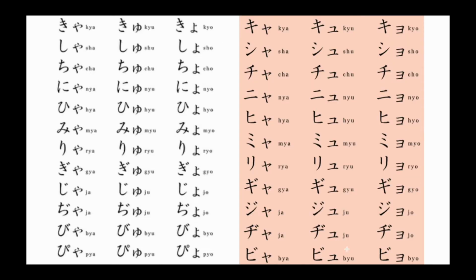Similar thing with hiragana as well. So kya, kyu, kyo, sha, shu, sho, cha, chu, cho, nya, nyu, nyo, hya, hyu, hyo, mya, myu, myo, rya, ryu, ryo, gya, gyu, gyo, ja, ju, jo, bya, byu, byo, pya, pyu, pyo.